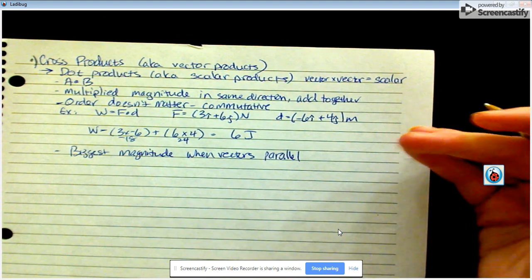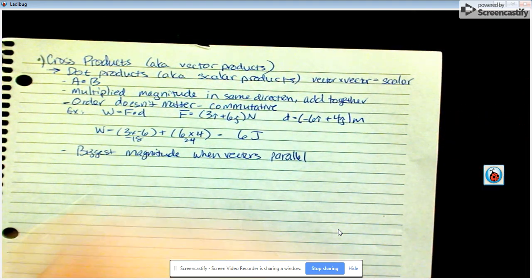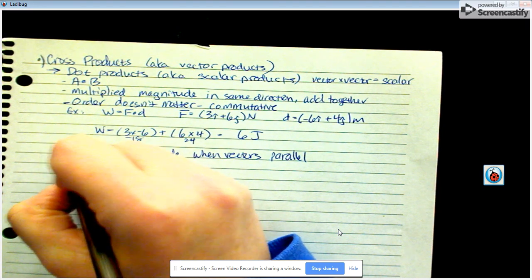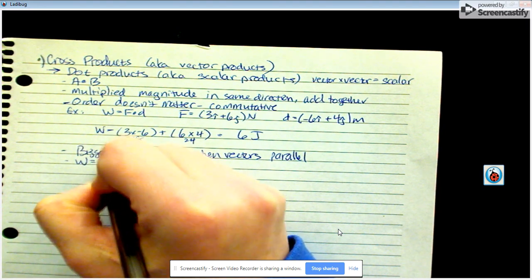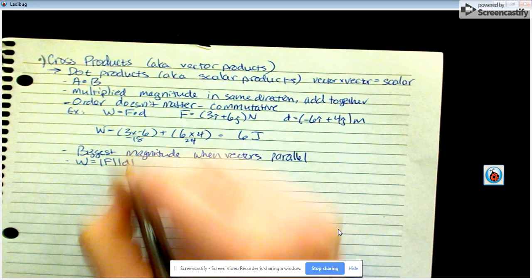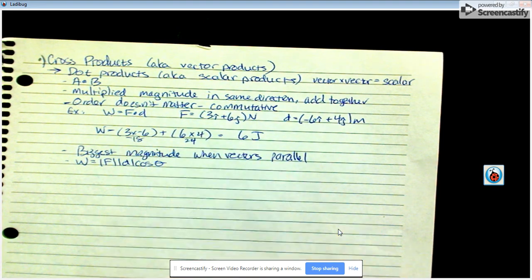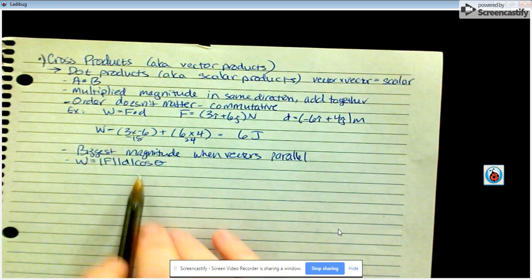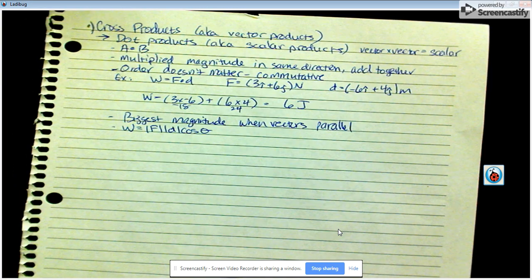So the force and distance in the same direction. And we could also calculate it: magnitude of force, magnitude of distance, times the cosine of the angle between them. So when that angle is 0, then that's when we have the most amount of work done.